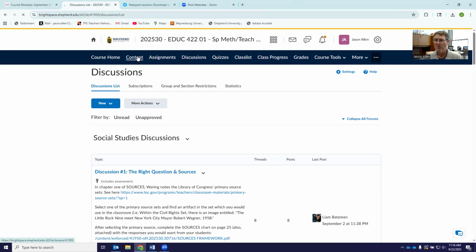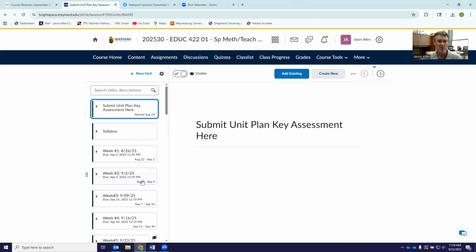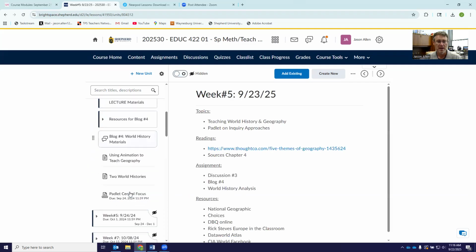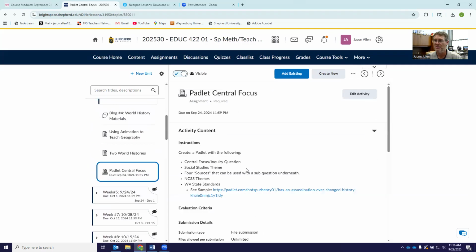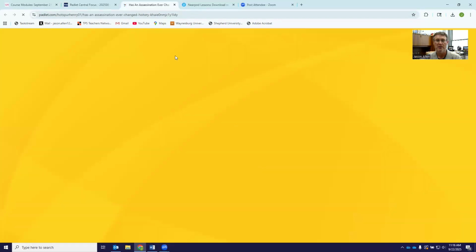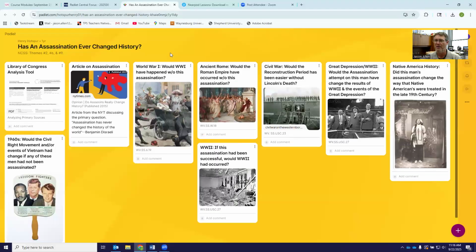Last but not least, don't forget, I'll send out a reminder. You do have a Padlet that is going to be due. Let me go right there. I have this example, but the Padlet was the one where you had to do an inquiry-based exercise where you're just going to pick, I think I said 4 or 5. I'll double check the assignment real quick before I sign off. But you're going to have a big question.